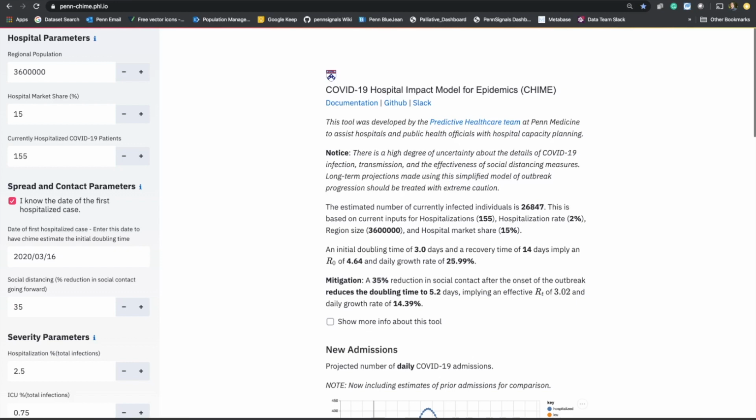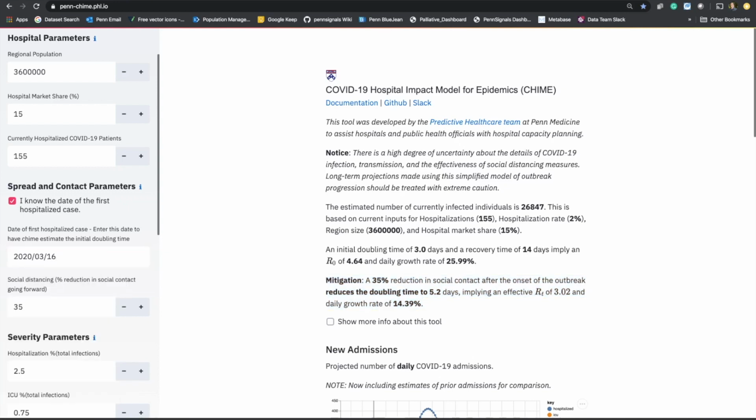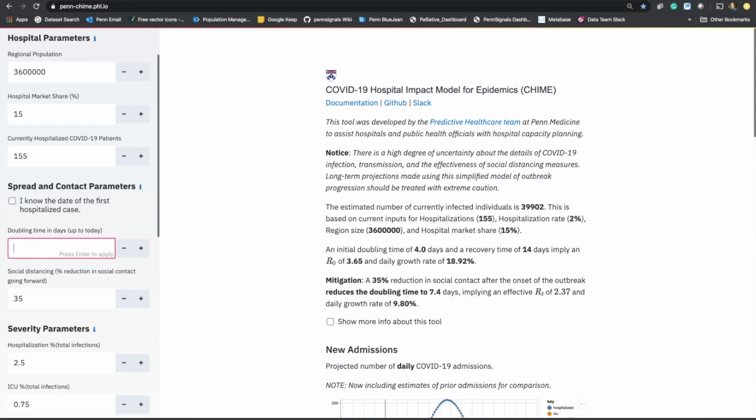What you may notice is that as I was updating those values, again, the output panel was updating its going-forward impact on the doubling rate and rate of transmission. If we have a social reduction of 35%, then we take an R naught, a pretty aggressive R naught of 4.6, and modify that to 3.2. I'm going to swing back to unselecting known first date, update this value to a doubling time of 5, and continue on with social distancing of 35% reduction.